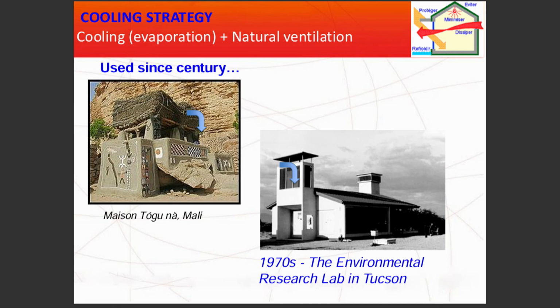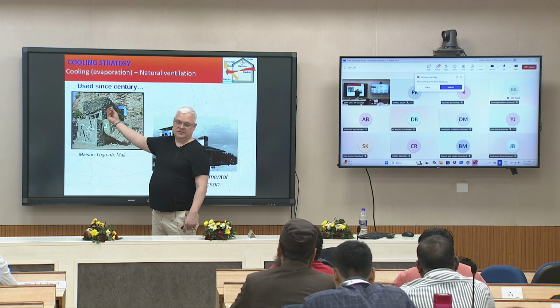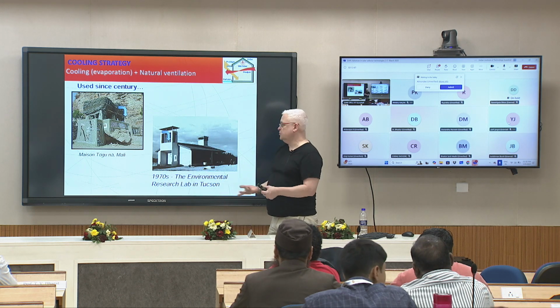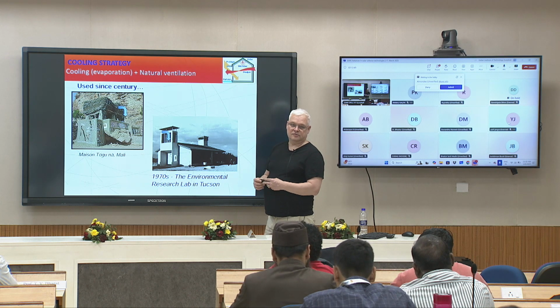Here is another example of this evaporative cooling in Mali. So here is a house. Here you have a kind of linen at the top. During the night, people put some water, so the linen is completely full of water. During the day, this is drying, so it evaporates, and the cool air goes down into the house due to this evaporation, and so it cools the house.